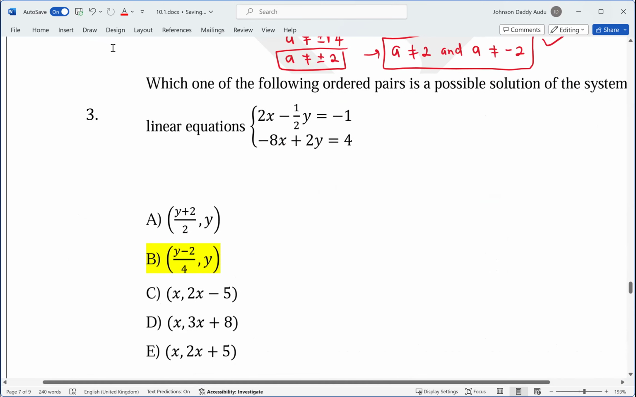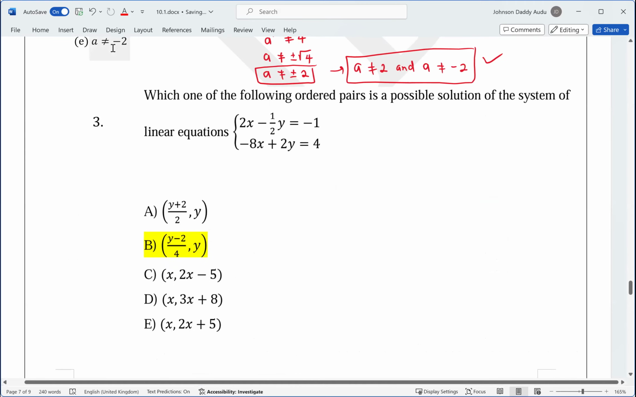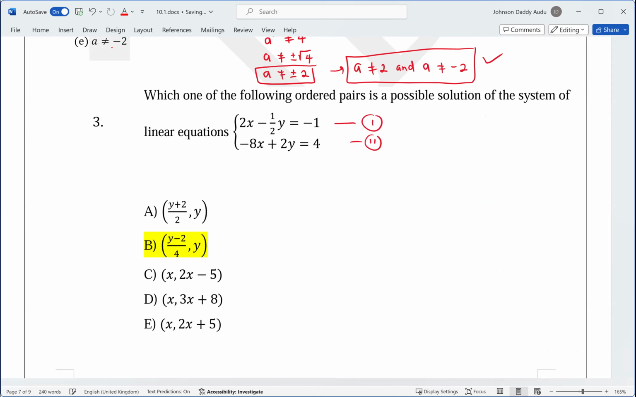All right, so let's look at example 3. It said, which one of the following ordered pairs is a possible solution of the linear system? So in this type, you just need to try to solve. If you try to solve this by any of the methods, elimination, let's try to do elimination. Let's say we try to eliminate y. If you want to eliminate y, we can multiply this one by what?